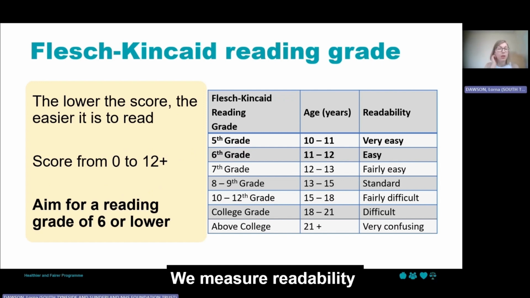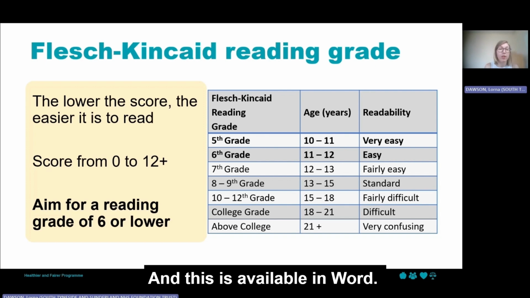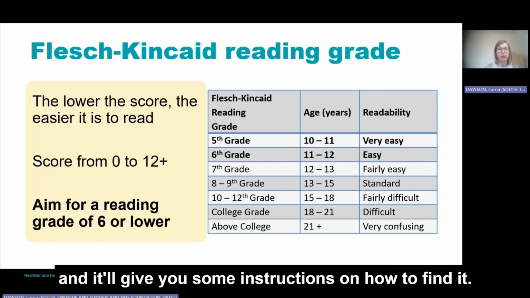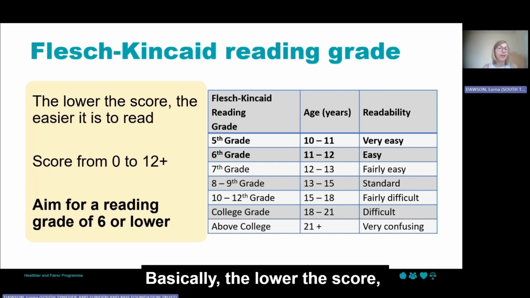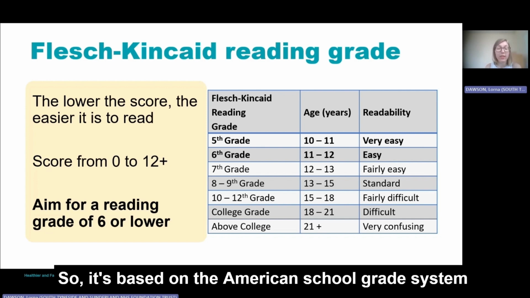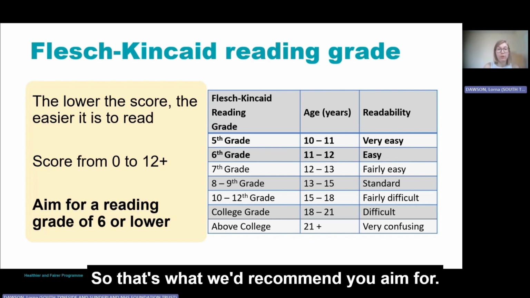So we measure readability using the Flesch-Kincaid reading grade, and this is available in Word. So you can always Google readability in Word, and it'll give you some instructions on how to find it. Basically, the lower the score, the easier your writing is to read. We aim for a reading grade of 6 or lower. So it's based on the American school grade system. And a reading grade of 6 is about 11 years old. So that's what we'd recommend you aim for.